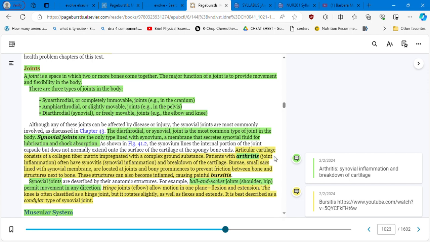So articular cartilage consists of a collagen fiber matrix impregnated with a complex ground substance. A patient with arthritis, which is joint inflammation, often has synovitis, synovial inflammation, and breakdown of the cartilage. Bursae, small sacs lined with synovial membrane, are located at joints and bony prominences to prevent friction between bone and structures next to the bone. These structures can also become inflamed, causing painful bursitis.